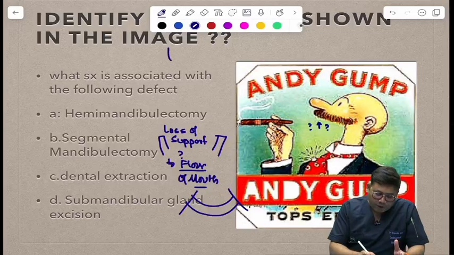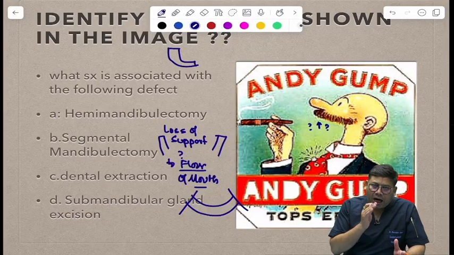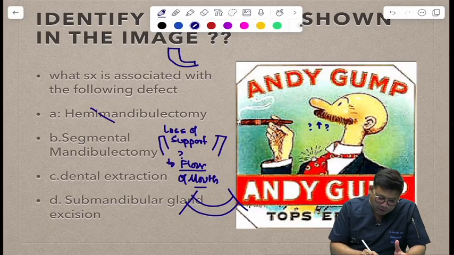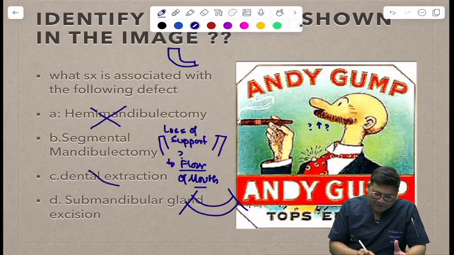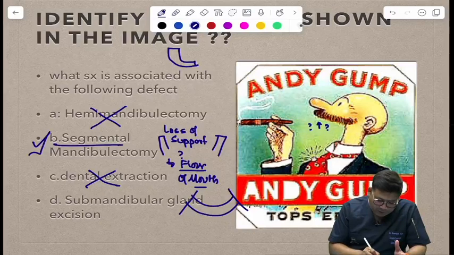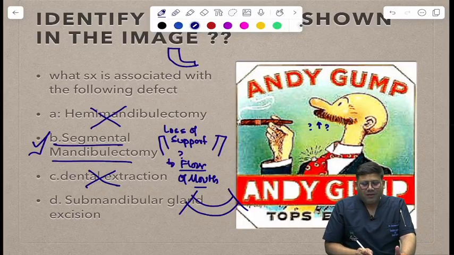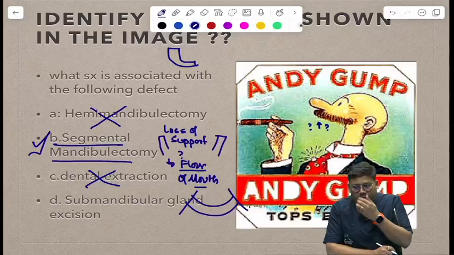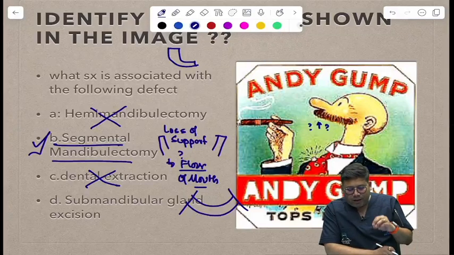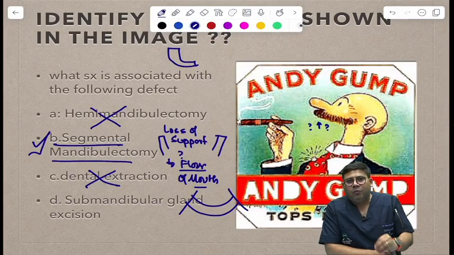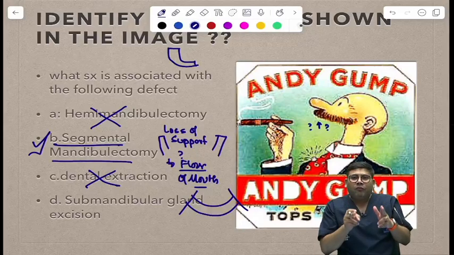It will never happen if you still have half of the floor. So not hemimandibulectomy, not dental extraction, it is segmental mandibulectomy where you will see this, not even submandibular gland excision. Why would it happen with gland excision? So Andy Gump deformity is seen when you do the arch of mandible resection.